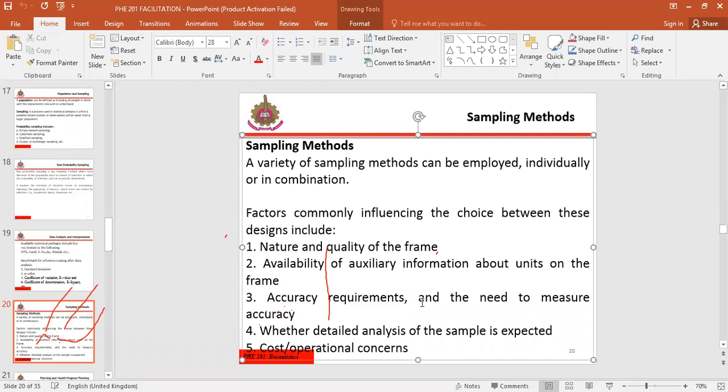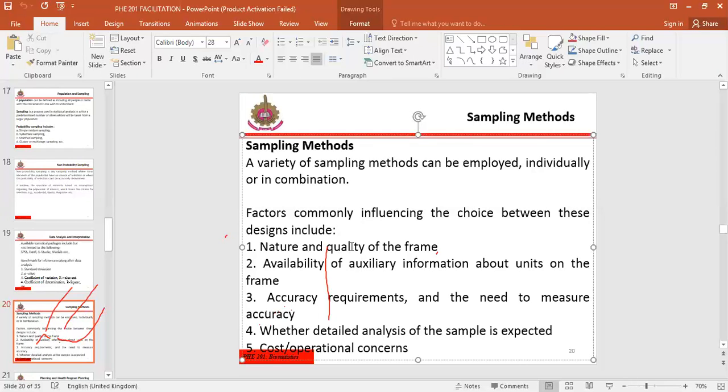Now, but as lovely as these sampling techniques are, there are some factors that influence the choice of each and every one of them. So what is okay for you now, the sampling method that you feel is okay, might not actually be okay for the other person. So it depends on what and where you want to use it for. Part of it is that it depends on the nature and the quality of the frame that you are working towards.